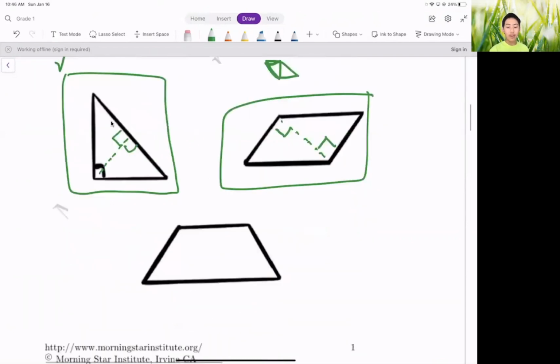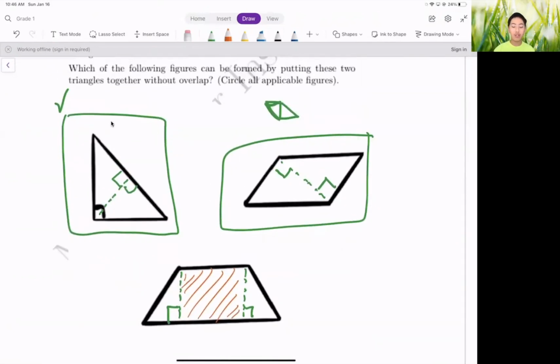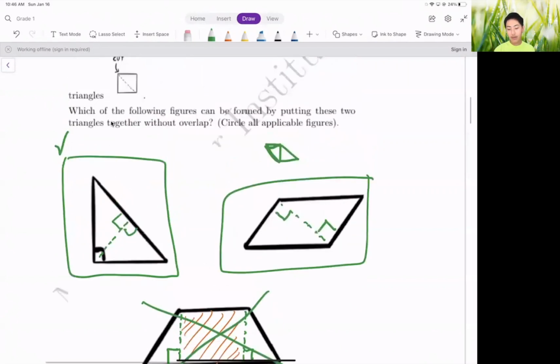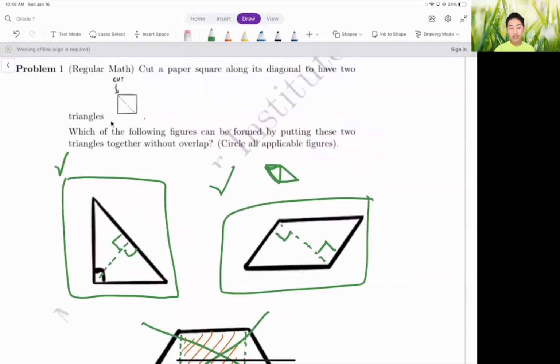Let's look at the third one though. Let's see if it works. We have, again, 2 right triangles, but as you can see, we have this massive chunk of this rectangle in the middle that's not quite there. So you have overlap. So therefore, this cannot work. So therefore, we have only 2 cases, the right triangle and the parallelogram, that can work.